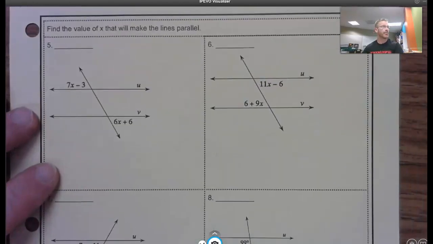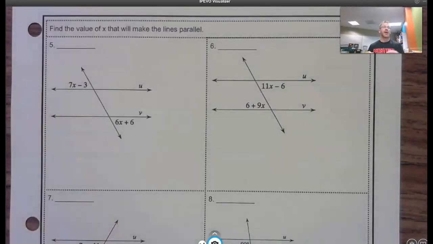So let's do a few more examples here together. So let's look at page 61 here, and let's look at problem 5. All right, so now what we're going to do is say, okay, find the value of x that makes the lines parallel. So it's really the same process that we just did, as far as establishing the relationship, but then we have to write the equation and actually do some solving.